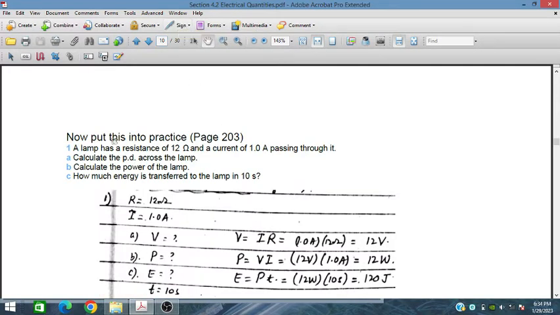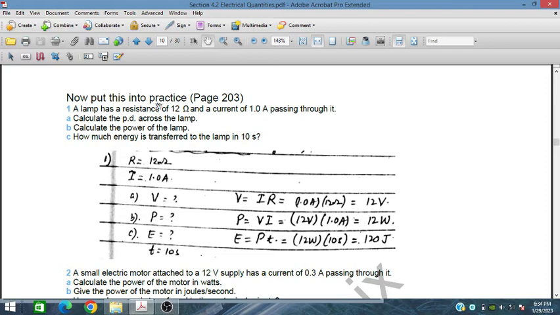So let's start this question. A lamp has a resistance of 12 ohms and a current of 1 ampere passing through it. Calculate the potential difference across the lamp. So we have been given the resistance and current, and we have to find the potential difference. So V is equal to IR, and the current is 1 ampere and the resistance is 12 ohms. So 12 multiplied by 1 is 12 volt.